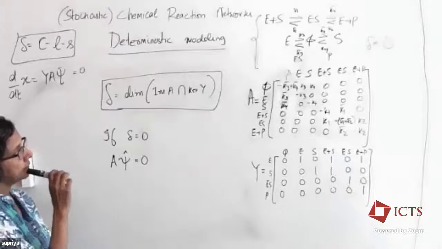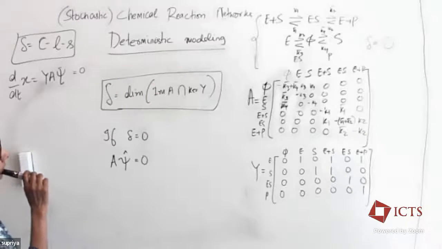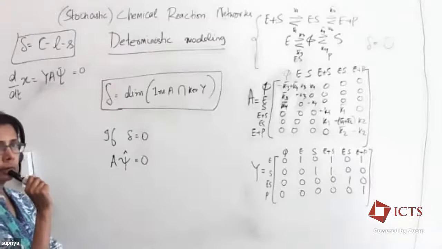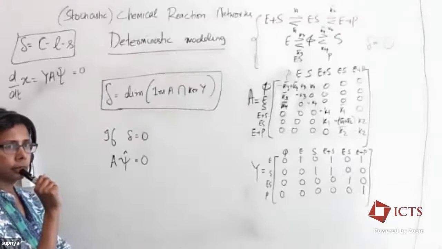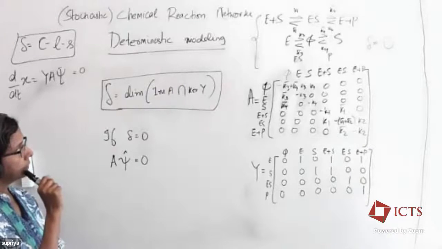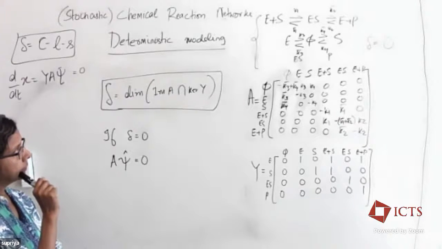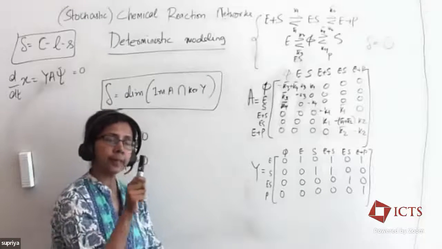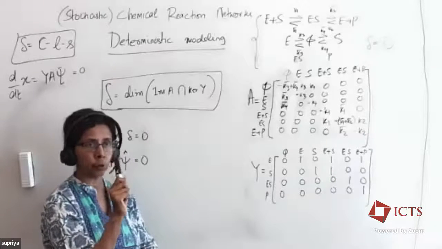So let's see how. You're asking why the image of A and the kernel of Y have no common eigenvector. They could, but if deficiency is 0, then they don't.